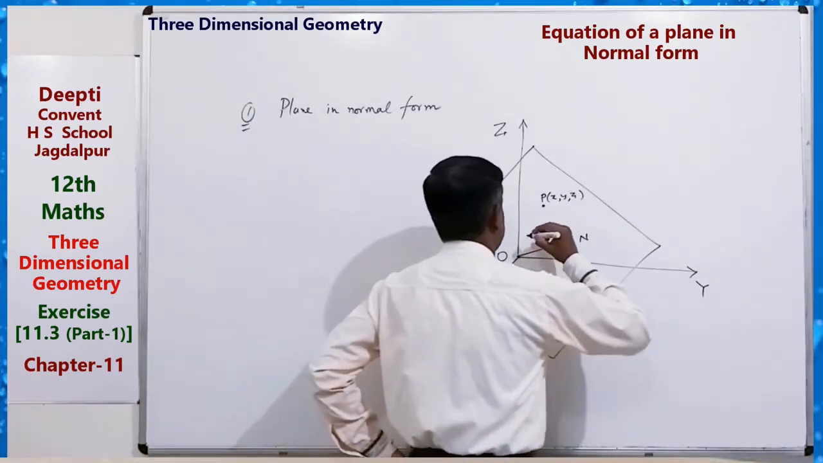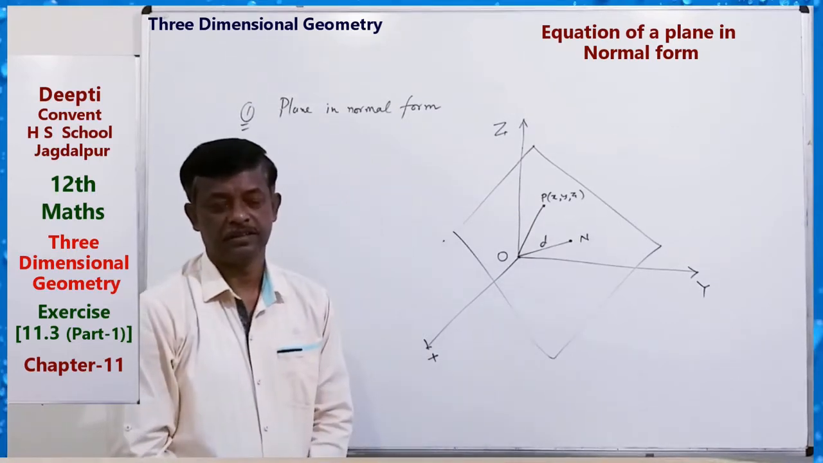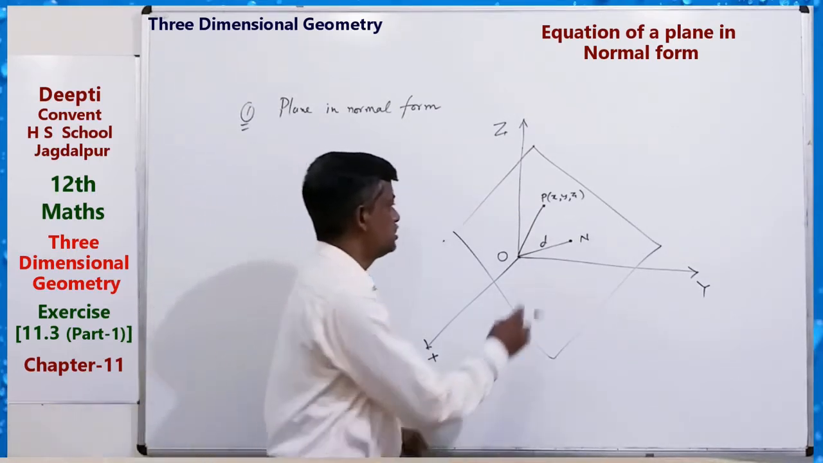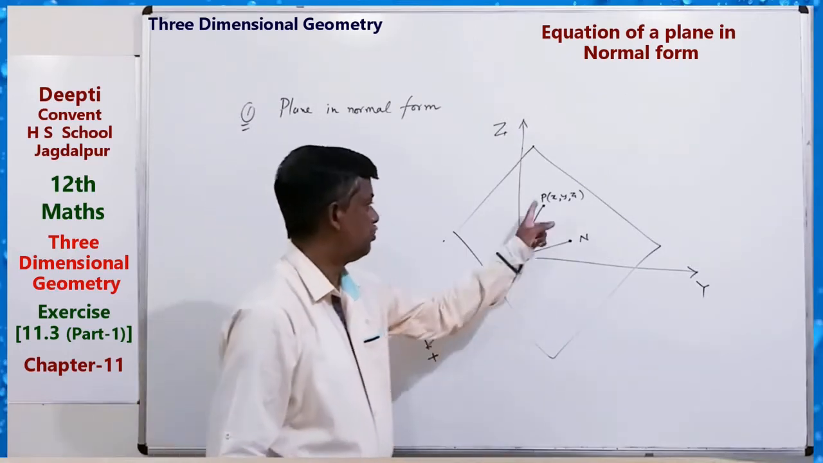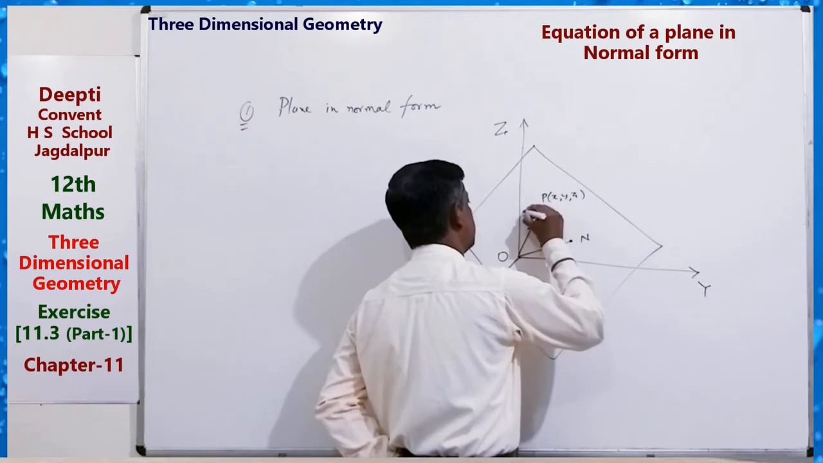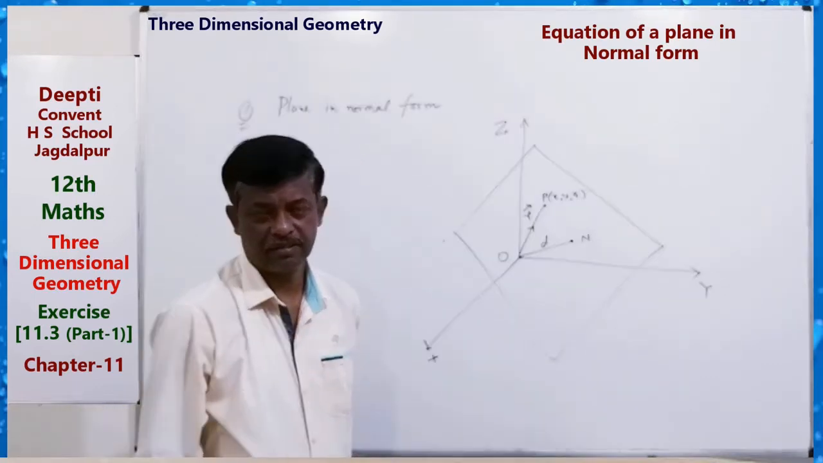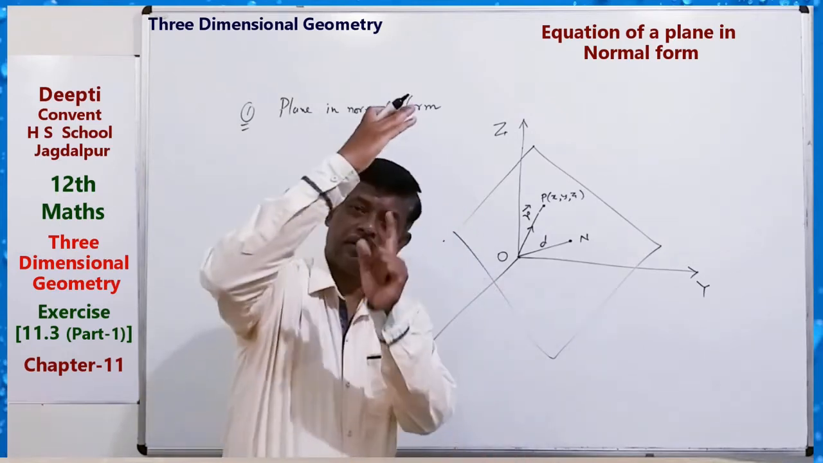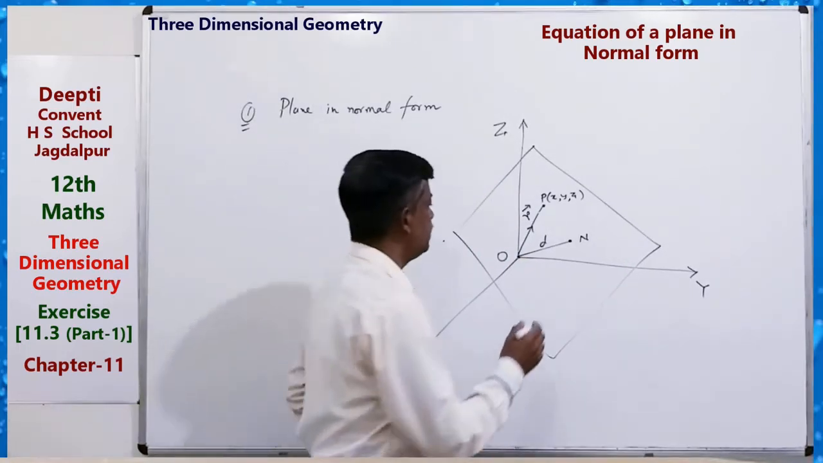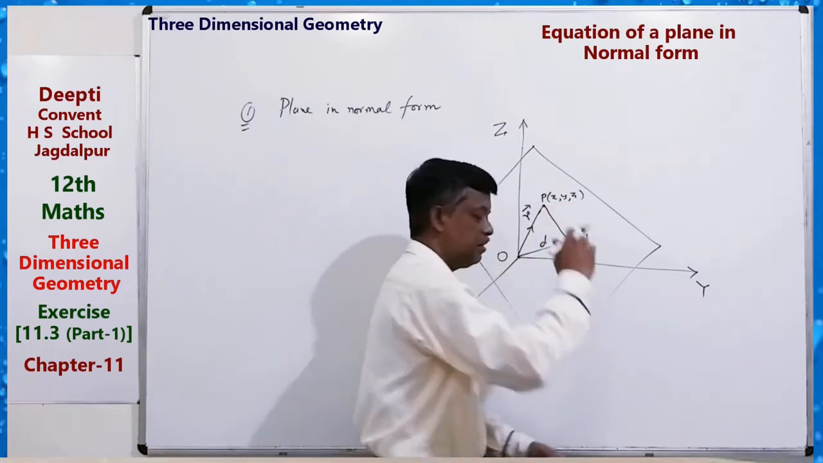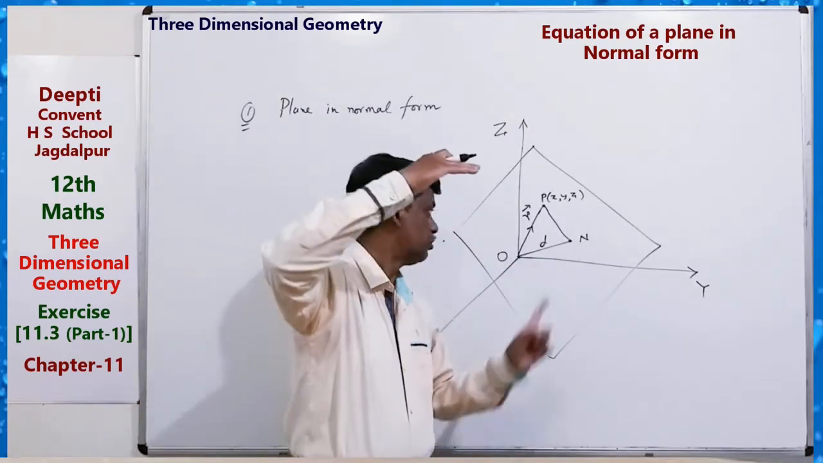Now, this is the position vector of P. Suppose it is denoted by vector r. So r can be written as xi plus yj plus zk. And now this is point N in the plane and this is point P. If we join NP, then NP lies on the plane. And ON is perpendicular, so NP is perpendicular to ON.